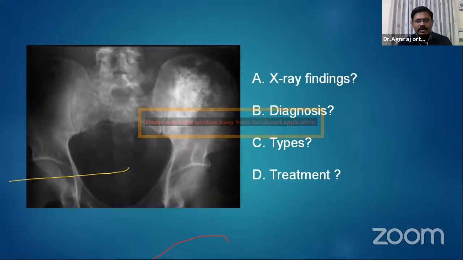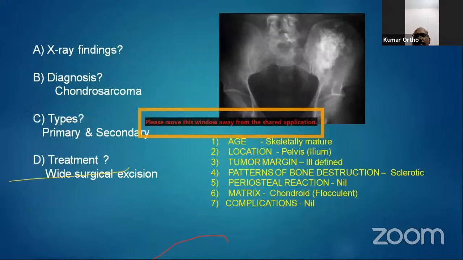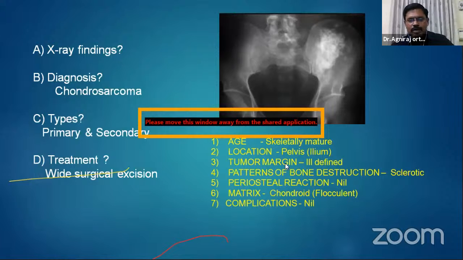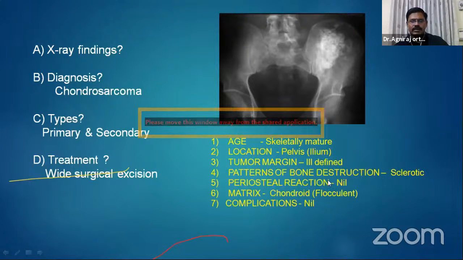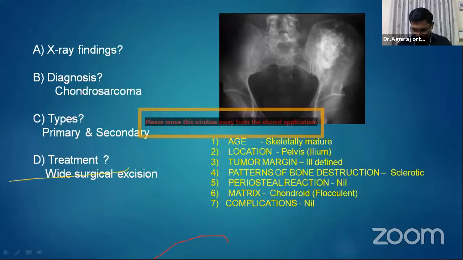Sir, do you want to add, or shall I go to the answers? Next case will go. So it is a skeletally mature patient with a sclerotic lesion in the pelvis, borders ill-defined, pattern of bone destruction sclerotic, periosteal reaction nil, matrix is chondroid, flocculent, complication none, there is no pathological fracture. Diagnosis, types primary and secondary. Treatment is wide surgical excision.